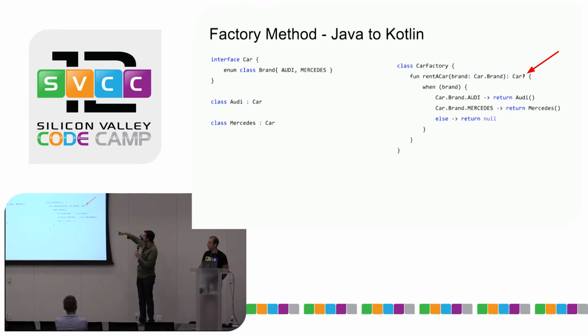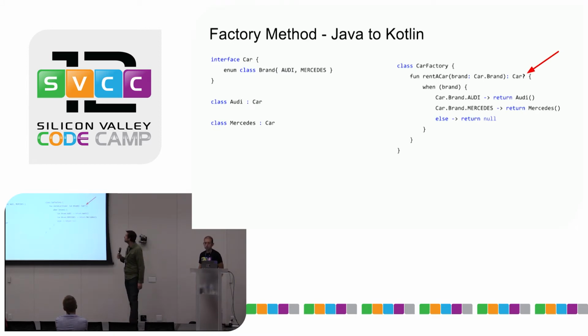at the next level up, when you call rentACar, you actually have to expect a nullable version of Car. So you have to have Car question mark, and then the level above that. So it's just something to keep in mind as you're working through this, or if you want to deal with null pointer exceptions.